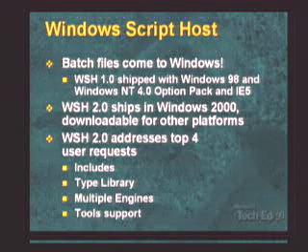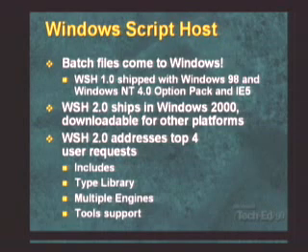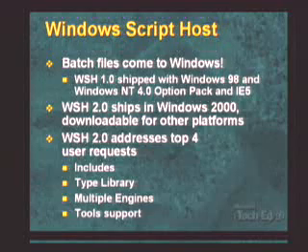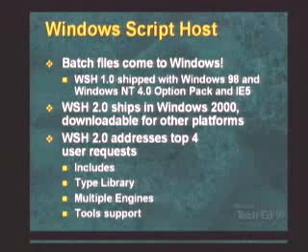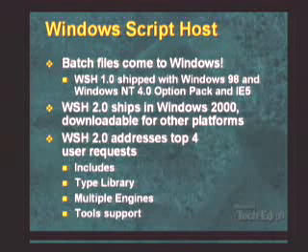So WSH 2.0 really addresses our top 4 user requests. We only had about a month to do this, so we spent a lot of time doing this. So we have includes, because if you have a common set of functions, how on earth do you use those if you can't include? So I can now include a common set of functions into my application. I can get type library constants.